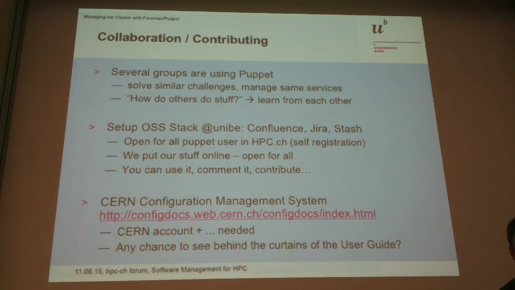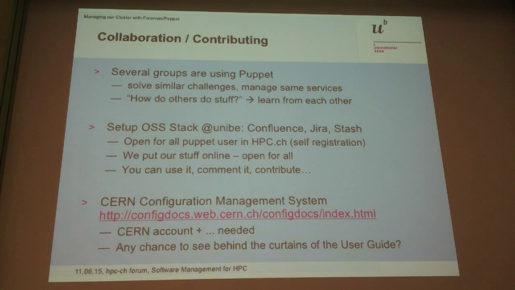That's why I presented how we are doing it. And we are currently setting up an open source stack using Confluence, Jira, and Stash, and we will put all our Puppet stuff online, open for all. You can self-register, you can use the stuff, you can do pull requests. So maybe this is a starting point for a broader collaboration in Puppet management of infrastructure.